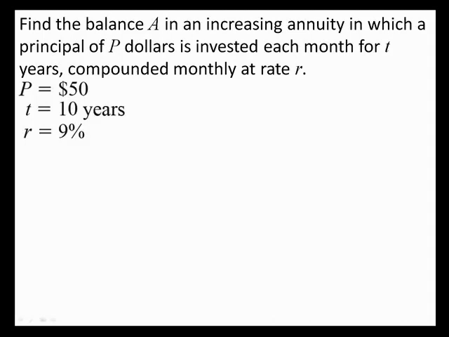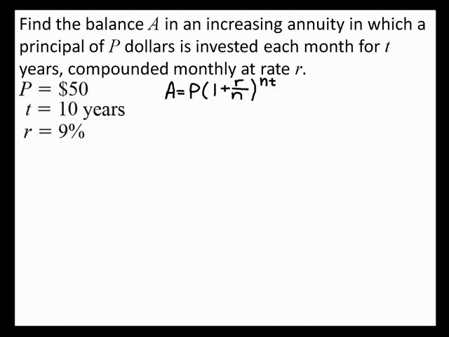Find the balance A in an increasing annuity in which a principal of P dollars is invested each month for T years compounded monthly at rate R. P is equal to $50, T is equal to 10 years, and R is equal to 9%.